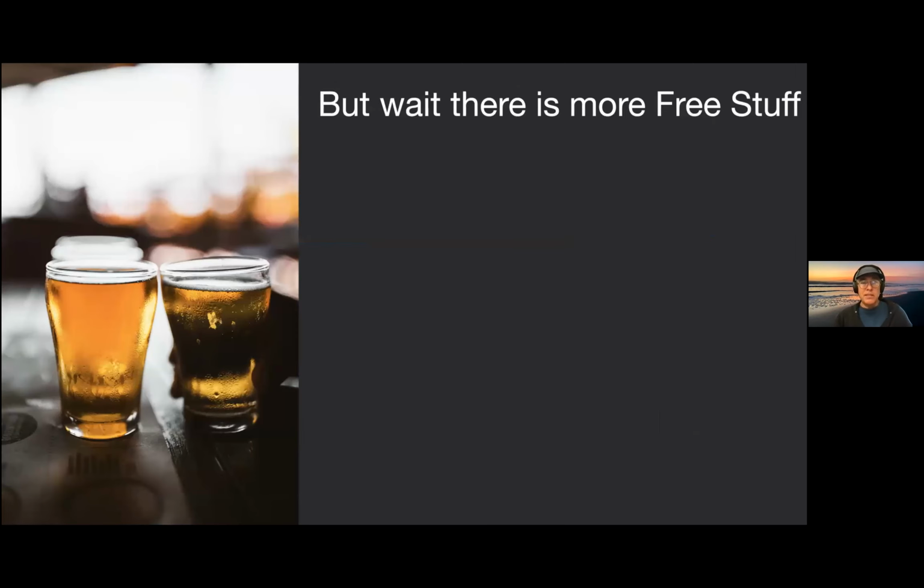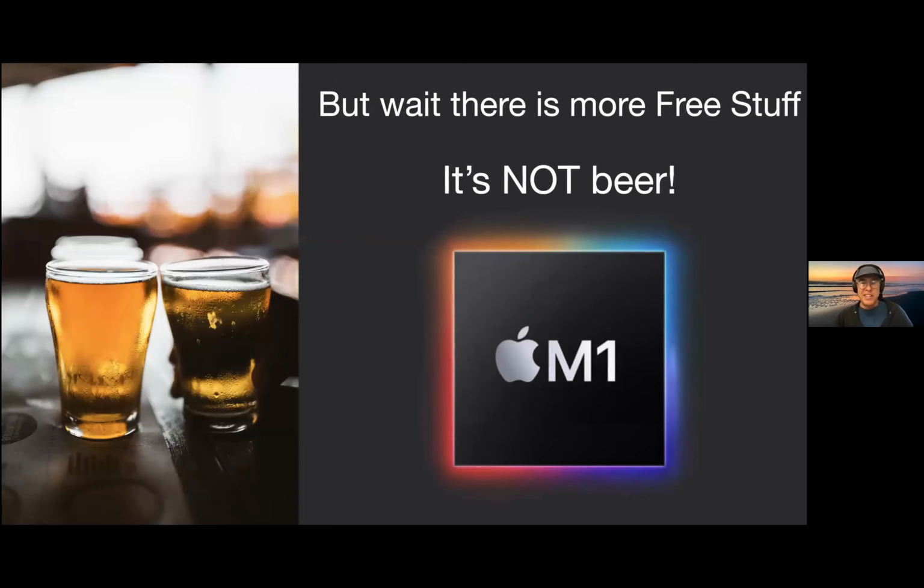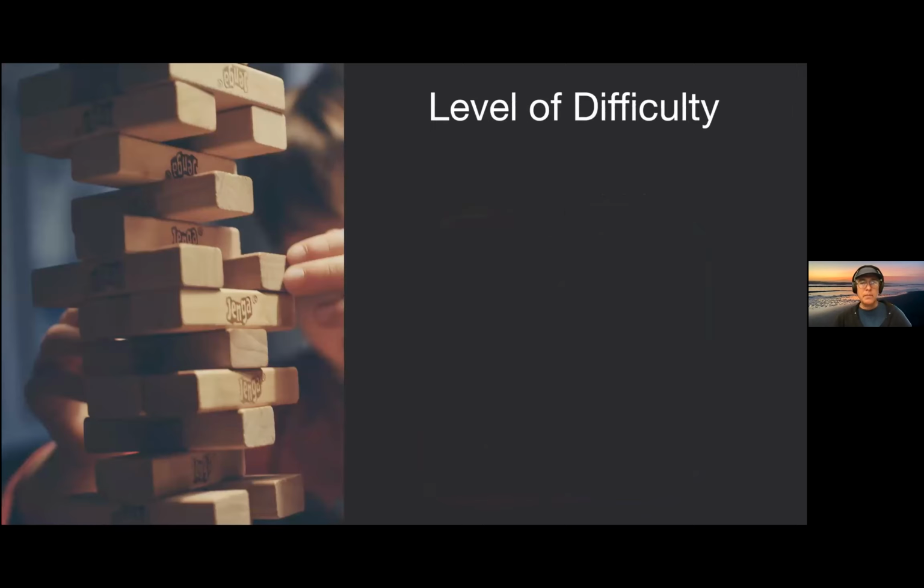Okay, but wait, there is more free stuff, and it's not beer, it's M1. And again, I can't say enough great things about this, but it's going to be really amazing once FileMaker Claris officially releases what they have coming, because everything on this machine is faster. And FileMaker runs in Rosetta currently on this machine, and it's about the same, maybe in some places even faster than the Intel equivalent, but there's some really great things happening there.